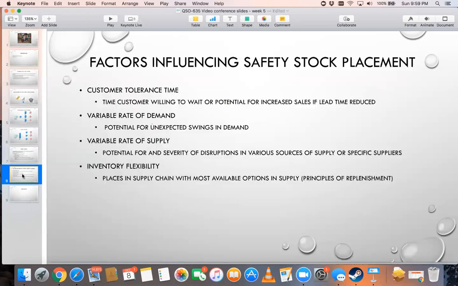Okay, very straightforward. So now, there are various factors that influence safety stock placement, and these are all the theories that you'll look at usually deals with certain variations of these 4 factors. So customer tolerance time. Sometimes I guess you call it customer service level. You know, customer service level deals mainly with elasticity, how much a customer is willing to pay. But I guess time is considered a cost also in this regard.